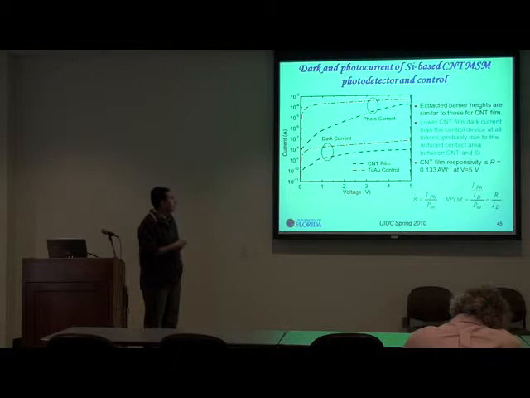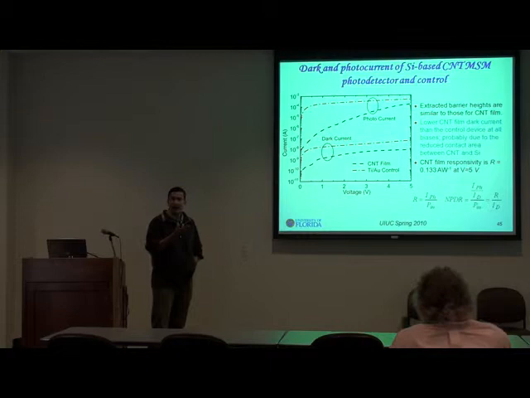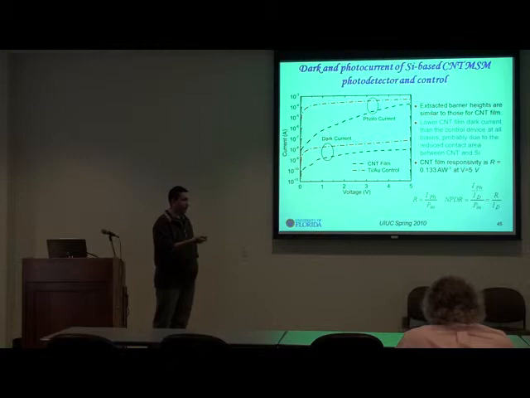And then what we noticed in terms of the dark current was that the dark current of the CNT pin, which is this black curve, was somewhat lower than the dark current of the metal control. This could be due to two reasons. One is that we don't have absolute control over the barrier height for the metal or the CNT pin case. So it could be due to the lower barrier height for the metal control.